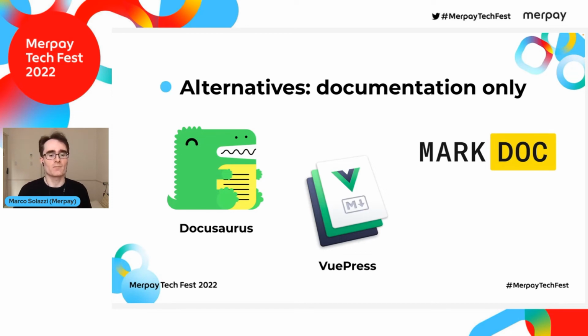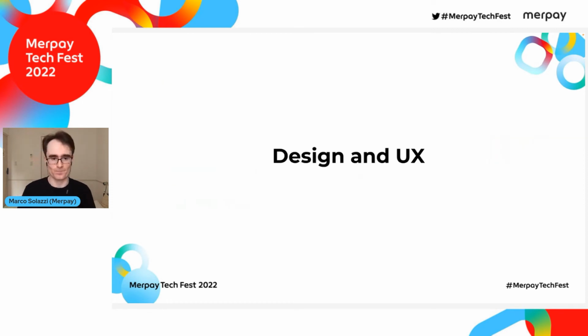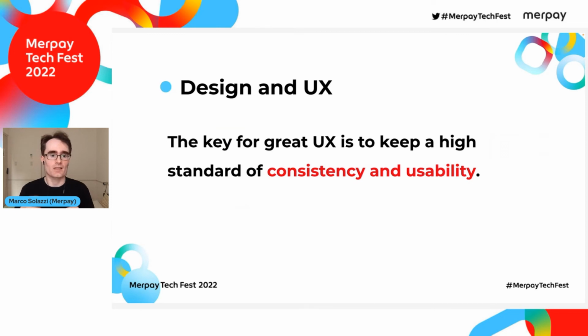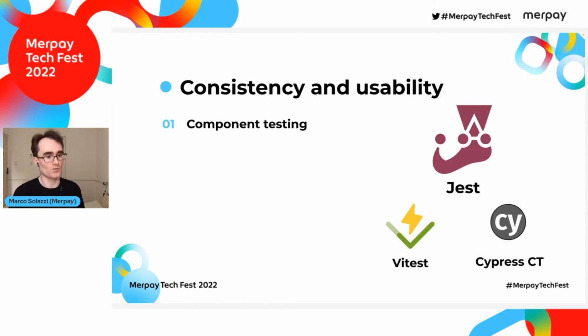Okay, so we come to the last set of keywords: the design and user experience. The key for great user experience is to keep a high standard of consistency and usability. Consistency and usability can be achieved by focusing on three key areas. The first one is component testing. Component testing is critical to prevent bugs and regressions.